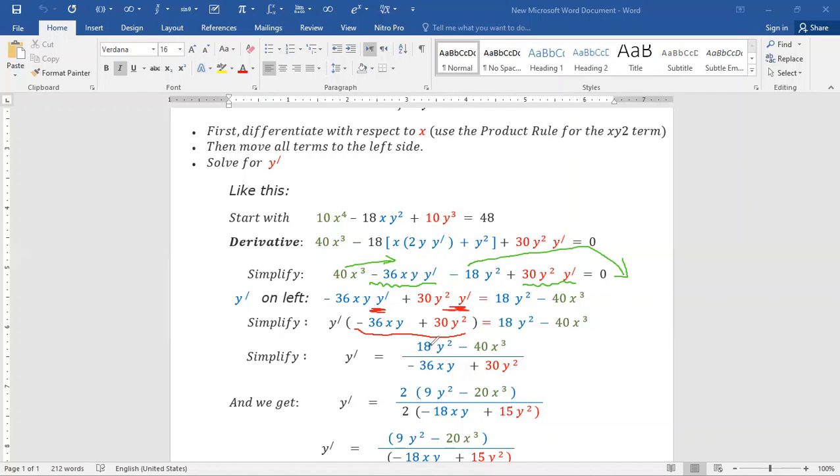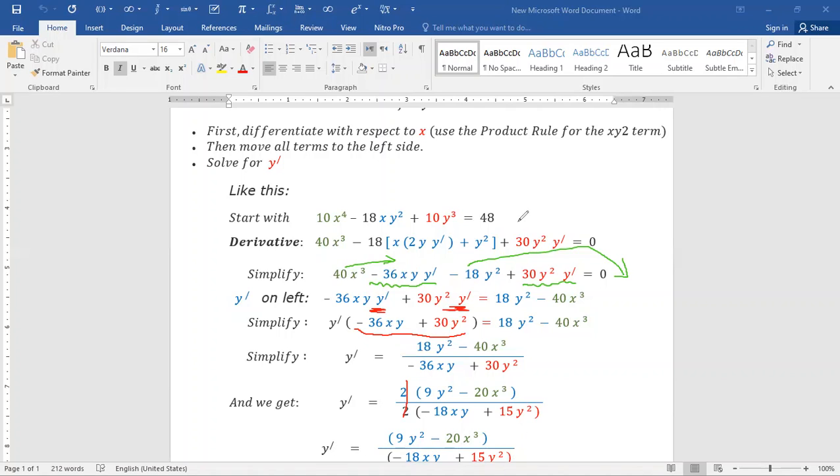Now simplify. You can take out 2 as a common factor from the numerator: 9y squared minus 20x cubed. In the denominator, in the same way, you can take out 2 as a common factor. Reduce 2 with 2, you can cancel. The final answer is y prime equals 9y squared minus 20x cubed over minus 18xy plus 15y squared.